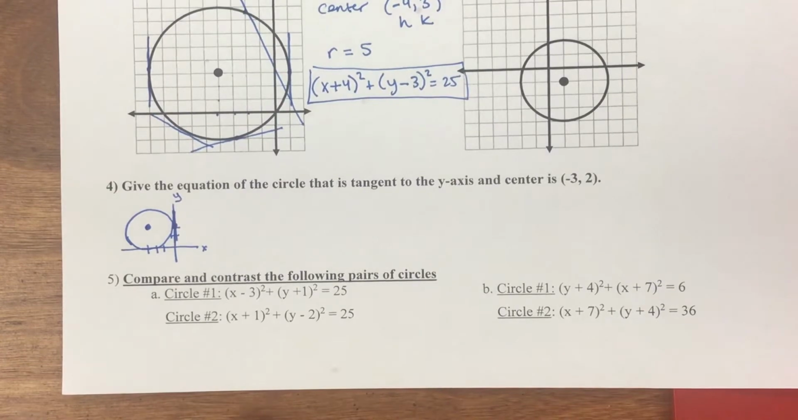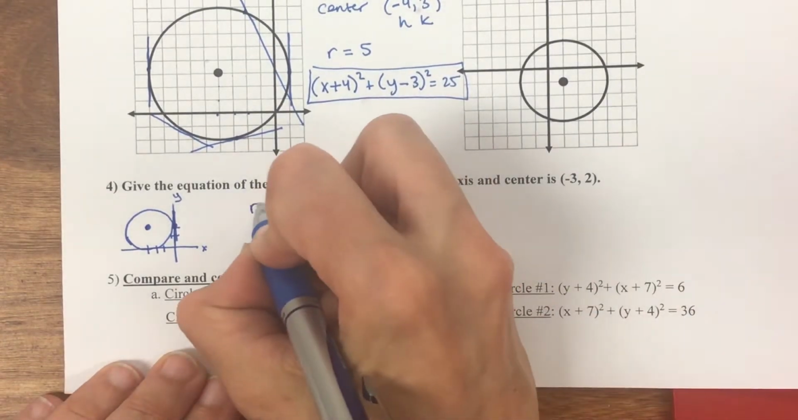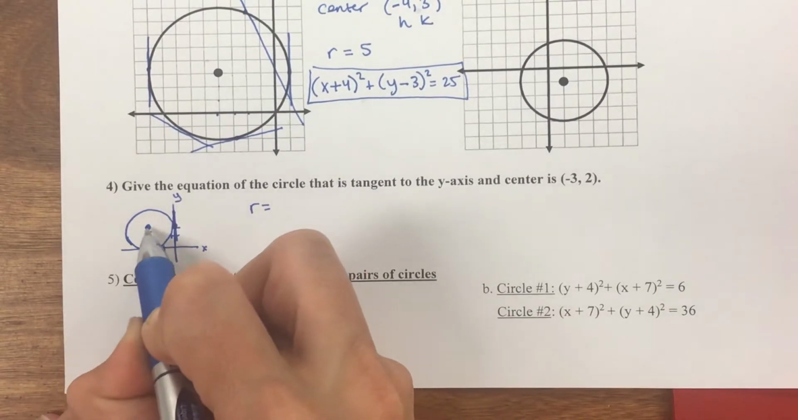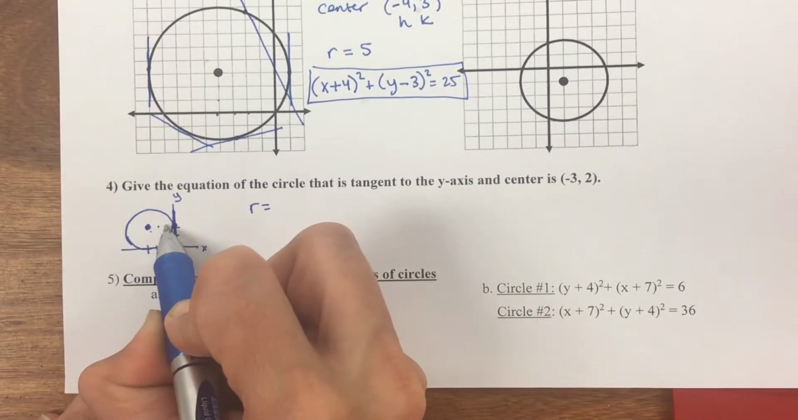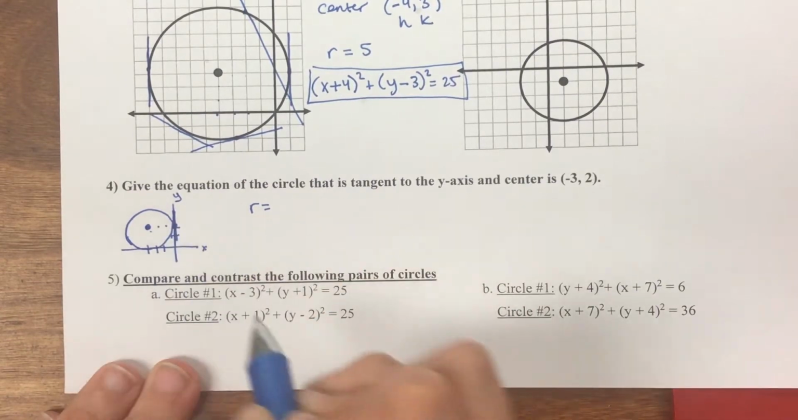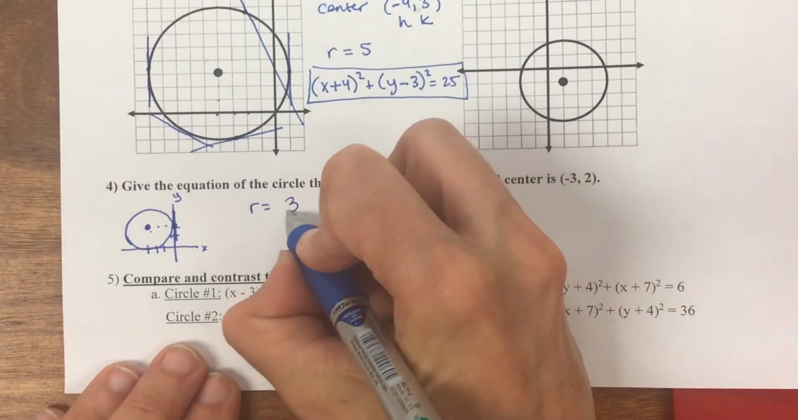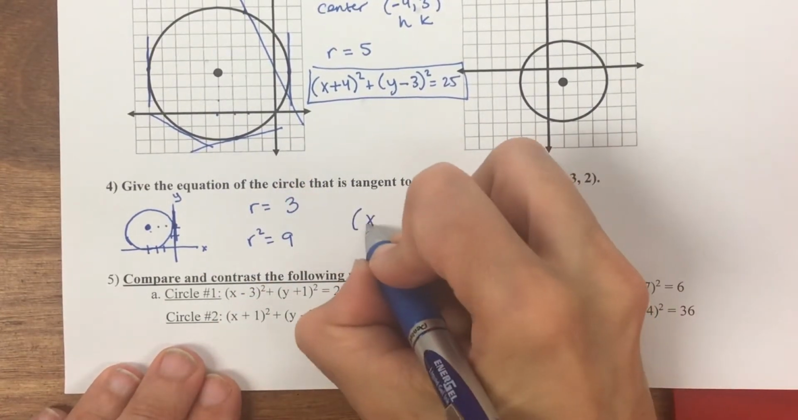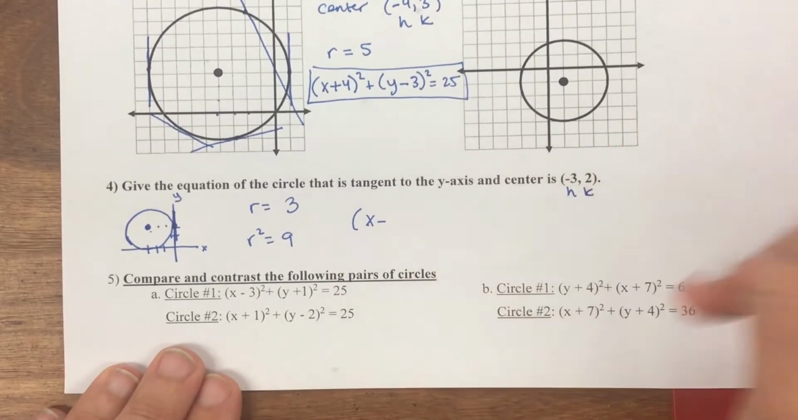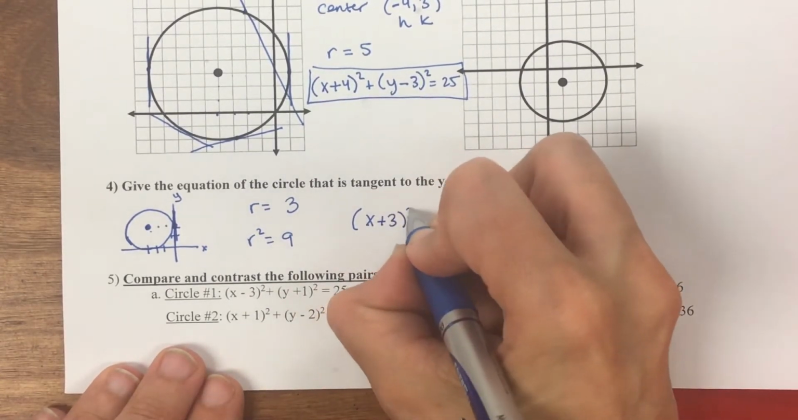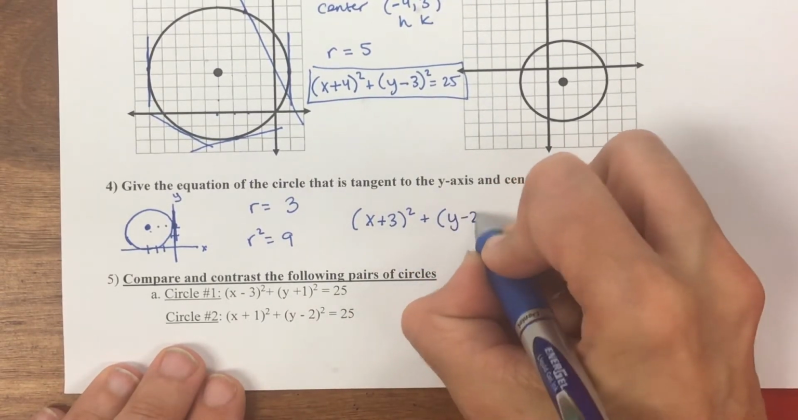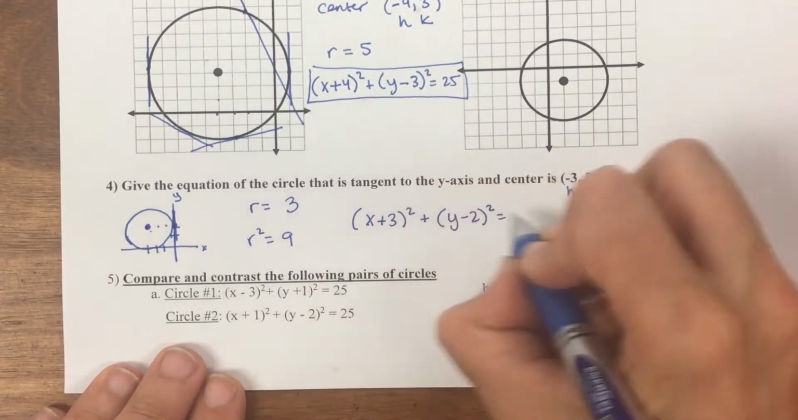So we really need to figure out the radius, but we can figure out the radius because we know if it just touches here and I went over left 3 to get back to the y-axis, I'm 3 units away from the y-axis, so my radius would be 3, which makes r squared equal to 9, and then we just plug it into our formula. x minus h, this is my h and my k, so it becomes (x plus 3) squared plus (y minus 2) squared equals r squared, which is 9.